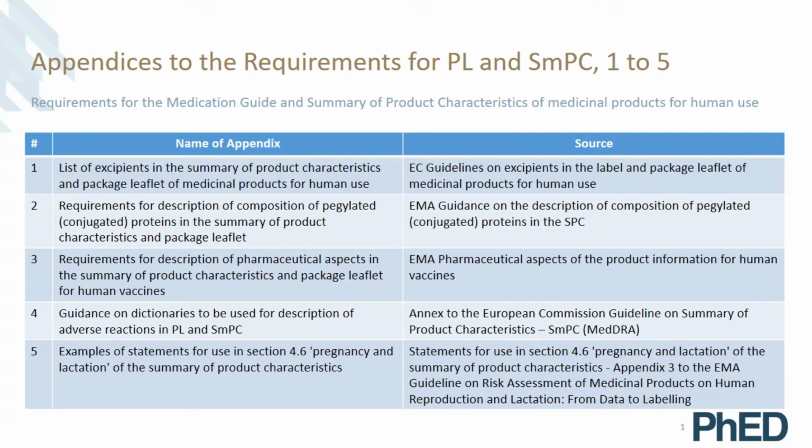Appendix 5 contains examples of statements for use in Section 4.6, Pregnancy and Lactation, of the Summary of Product Characteristics and is adapted from the statements for use in Section 4.6, Pregnancy and Lactation, of the Summary of Product Characteristics, Appendix 3 to the EMA Guideline on Risk Assessment of Medicinal Products on Human Reproduction and Lactation, from data to labeling.